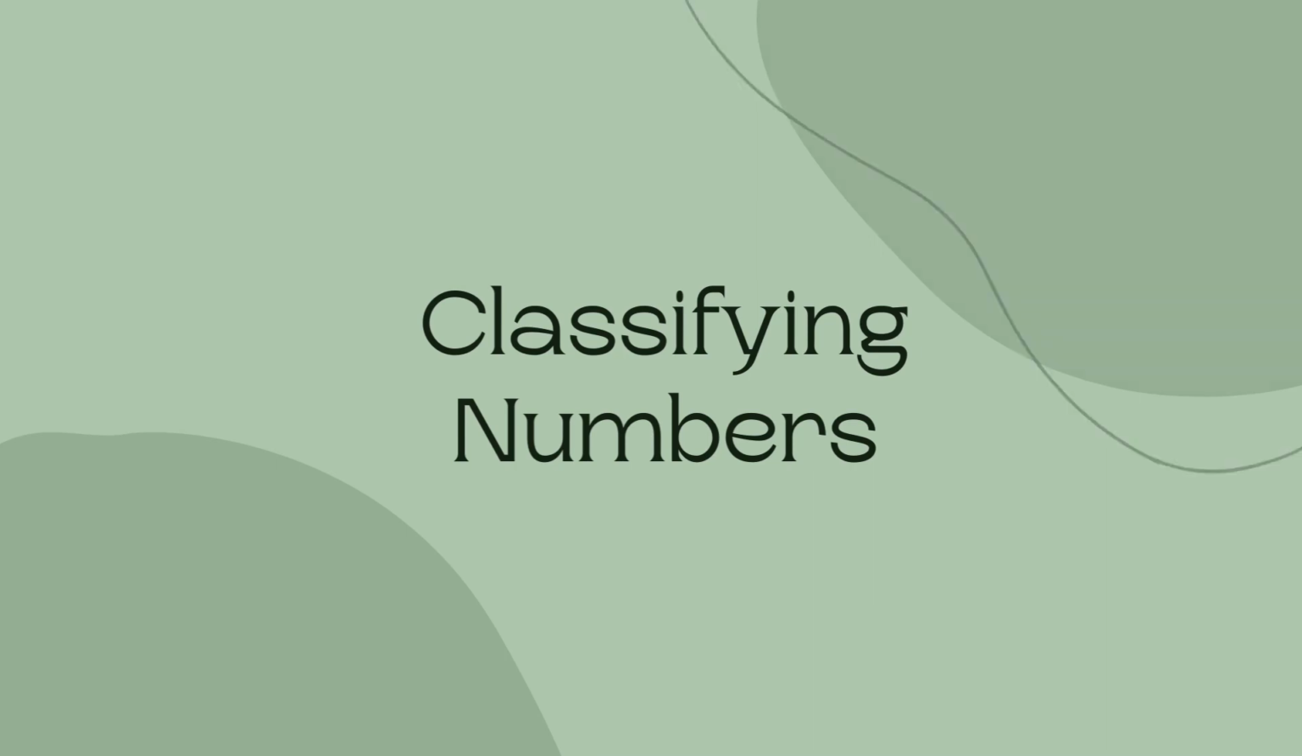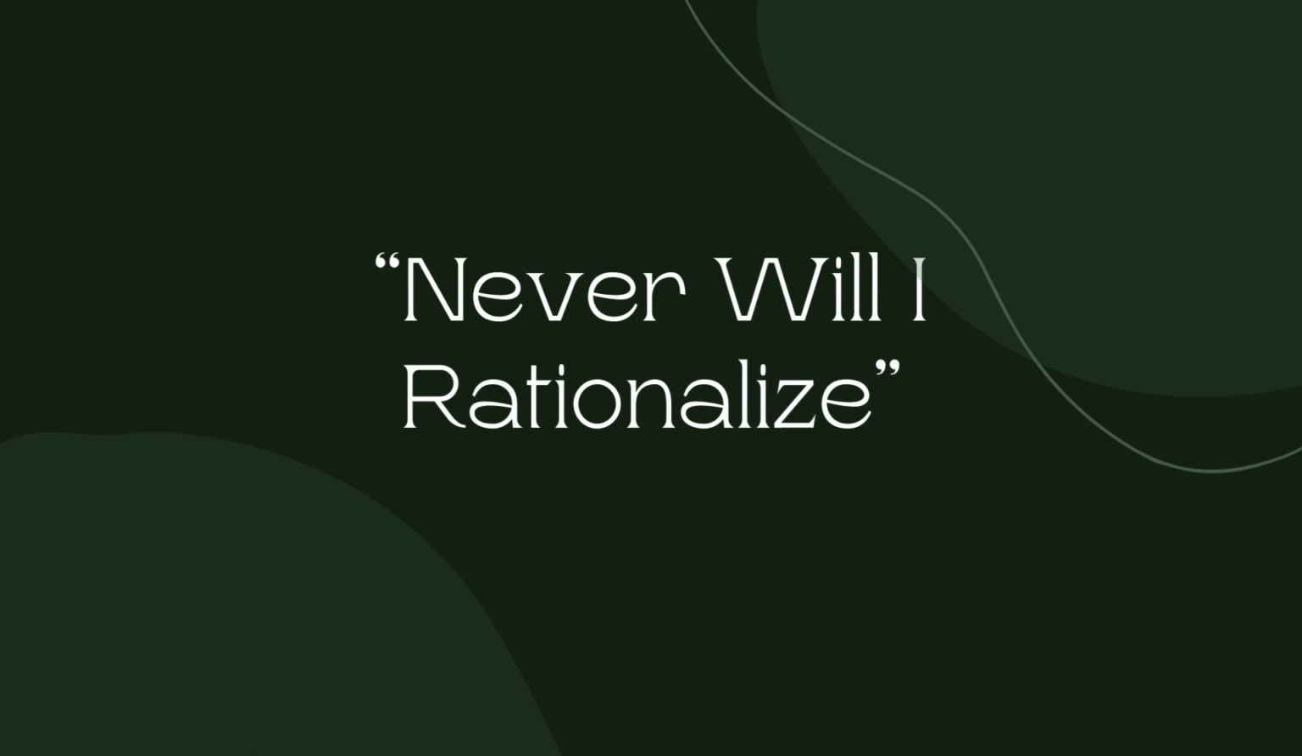Now, we have a pretty easy mnemonic device to help us remember our different types of numbers. This doesn't incorporate all of them, but it's a pretty good start: never will I rationalize. The N in never standing for natural numbers, the W in will standing for whole numbers, the I for integers, the R in rationalize for rational numbers.